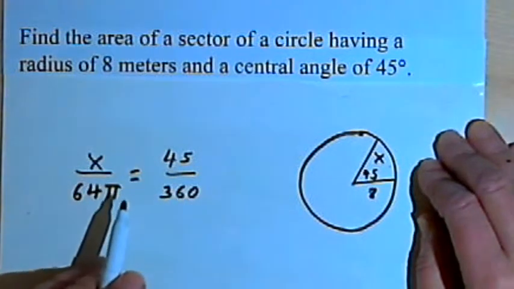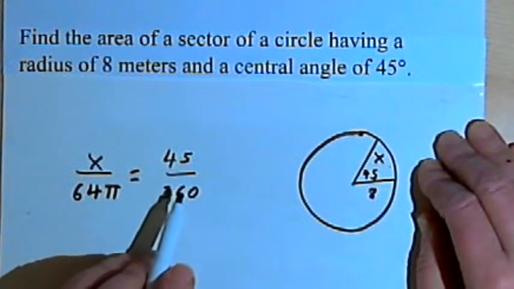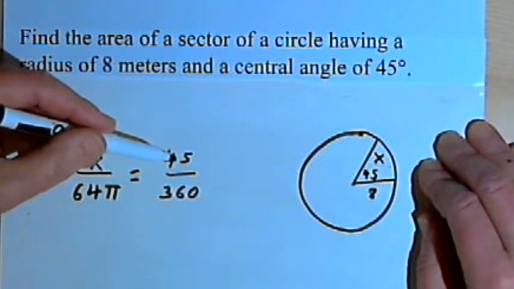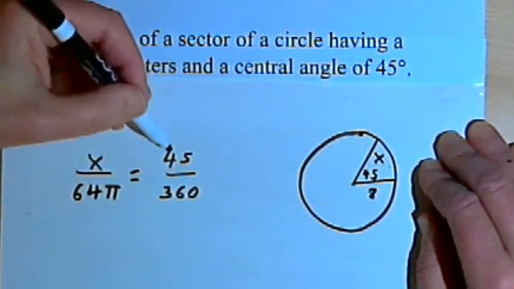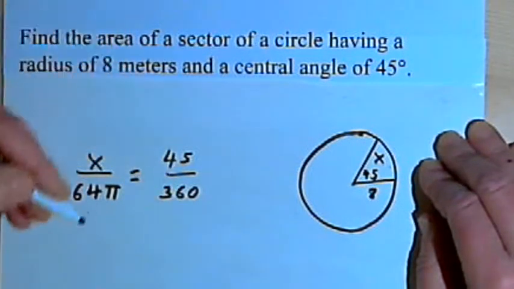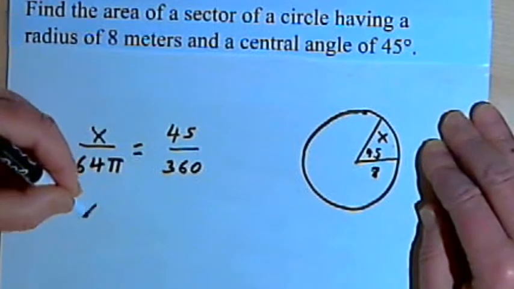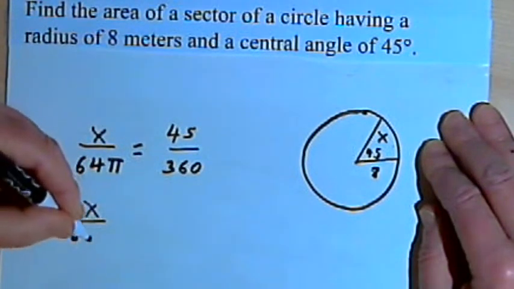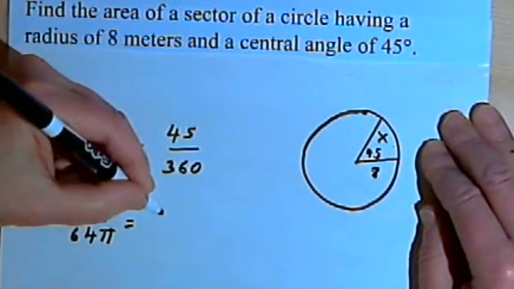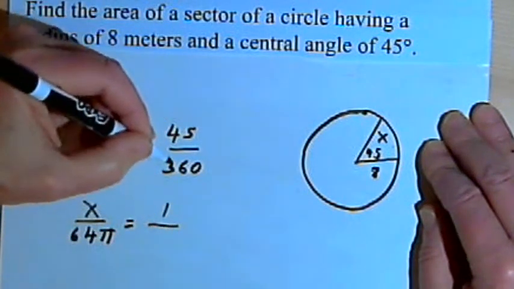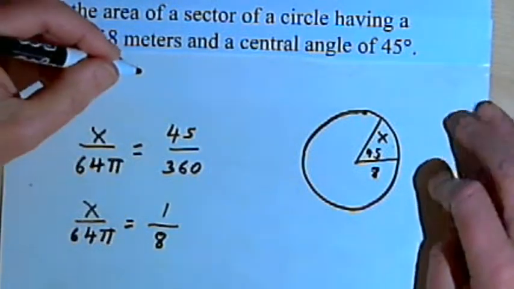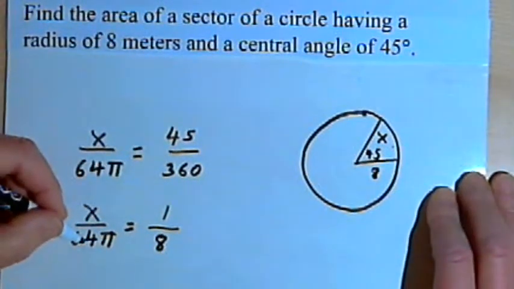Looking at this, I've got some numbers that I really don't want to multiply, like 64 times 45. So let's simplify this 45 over 360. I know I can divide both of these numbers by 45. So what I'm going to have is actually x over 64 pi equals 1 over, 45 into 360 is 8. Now I'll multiply both sides by 64 pi.